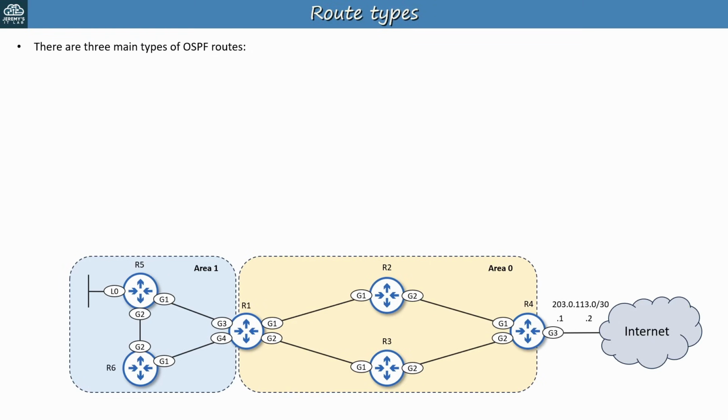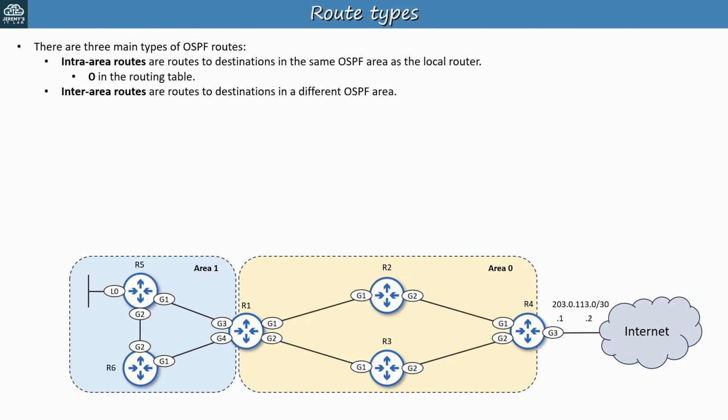There are 3 main types of OSPF routes: intra-area, inter-area, and external. Let's review them. Intra-area routes are routes to destinations in the same OSPF area as the local router. These appear as O routes in the routing table. Then, inter-area routes are routes to destinations in a different OSPF area, and they appear as O IA routes in the routing table. And finally, there are external routes, which are routes to destinations outside of the OSPF domain. This is where the E2 metric type in the previous slide is relevant.